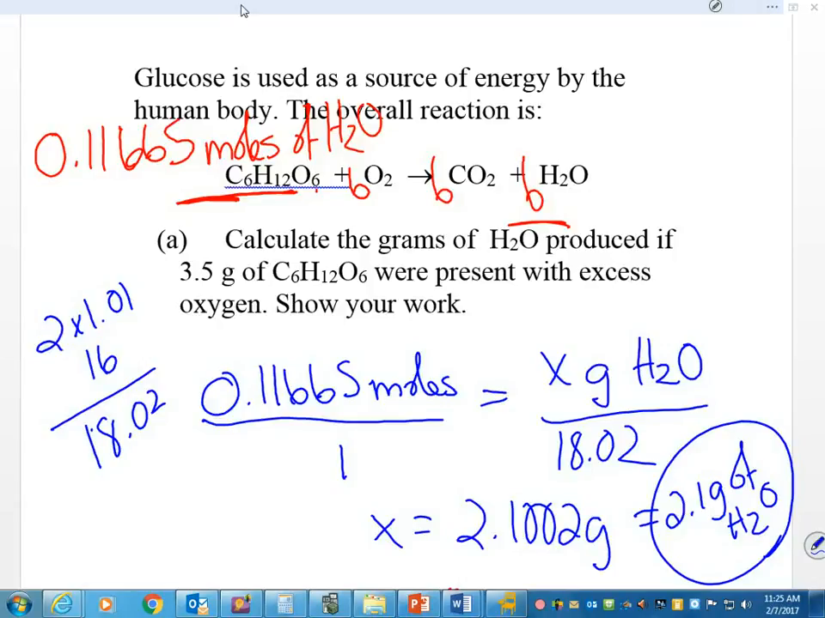So this is an example like that last page. It's using mole conversions to solve answers that you want to know about in your laboratory. Okay?